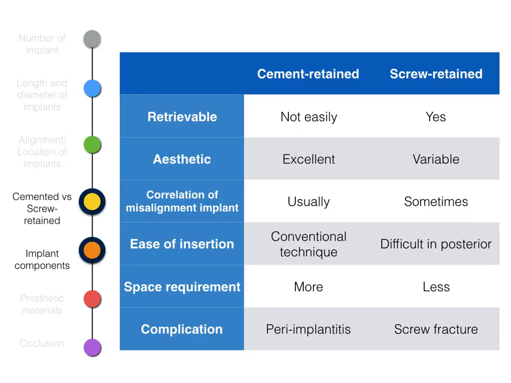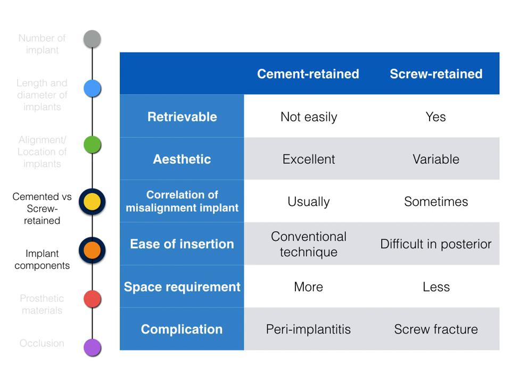This slide is to talk about when we design implant single restorations, we have two options. One is cement-retained, one is screw-retained. If we look at retrievability, the cement-retained is not easy, but the screw-retained is much easier. That's why in the beginning, most restorations were done with a screw-retained design. However, more and more people choose cement-retained because aesthetic factors are important for implant restorations.